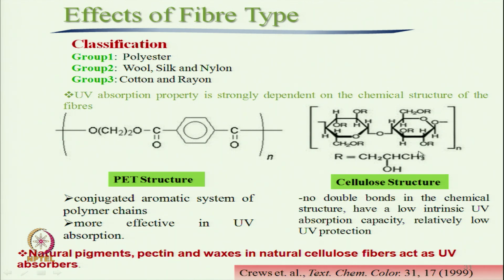In cellulosic structure there is no double bond in the chemical structure. So, they have less UV protection here. Sometimes the natural pigments, pectins and waxes in natural cellulosic fiber like cotton or jute act as natural UV absorber. So, the fibers before scouring will have more UV absorbing capacity.